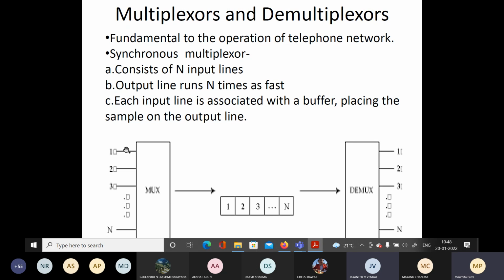Suppose we assume you have a buffer just enough to keep one unit of data here, and this is the sample you are getting from the multiplexer, where all these units of data, that is n units of data, are kept as a sample.